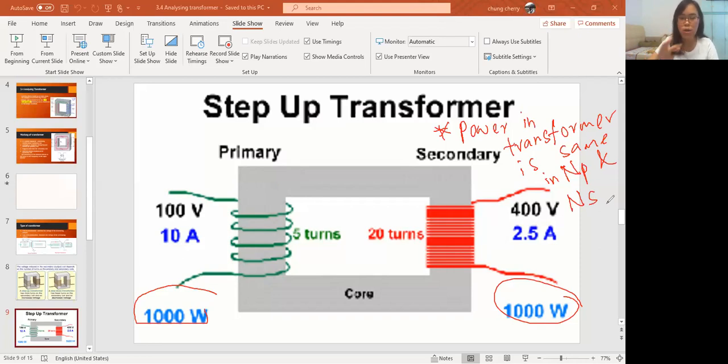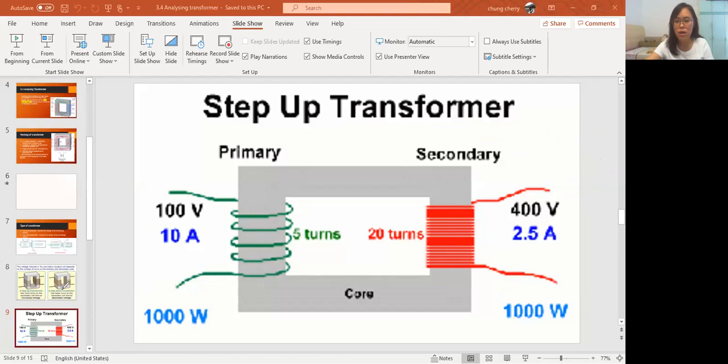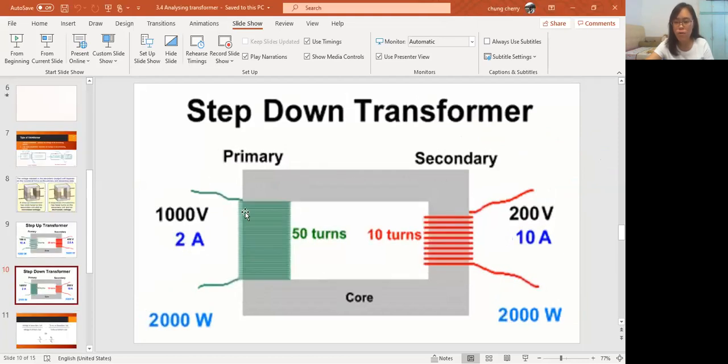No need to draw because before that I asked you to draw the symbol already. The symbols in notes number 3, the bottom part, the step up and the step down, are the symbols of the transformer. So if the question asks you to draw out the symbol of the transformer, that is how you are going to draw. Next, the step down transformer: you can see that your primary coil is greater than your secondary coil.